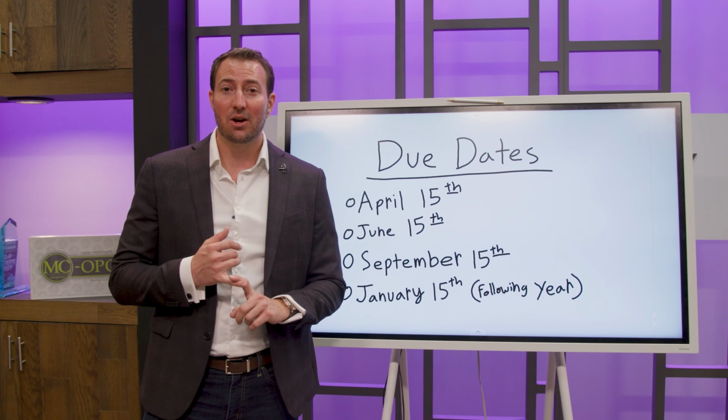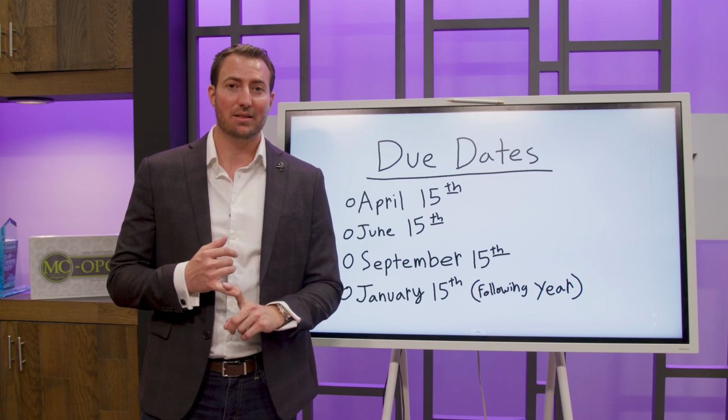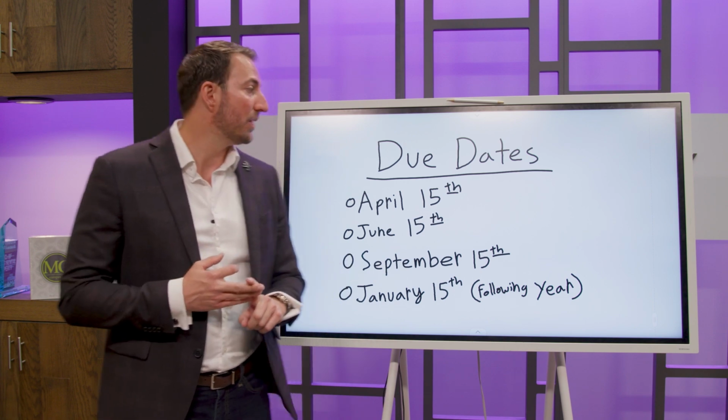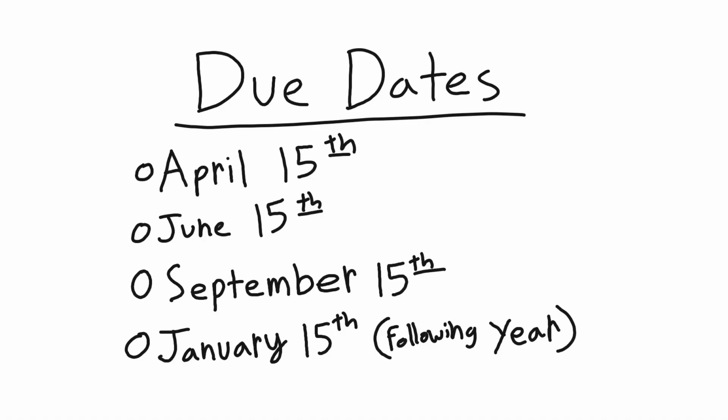Okay, now we know the types of income that require estimated tax payments, and we know how they're calculated generally. So let's go over the due dates. So they're due evenly throughout the year. So they're due on April 15th of the current year. So if you're paying 2022 estimates, then you're paying the first installment on April 15th, another one on June 15th, the third one on September 15th, and then lastly, you're making a fourth quarter estimate on January 15th of the following year, which for 2022 would be January 15th of 2023.